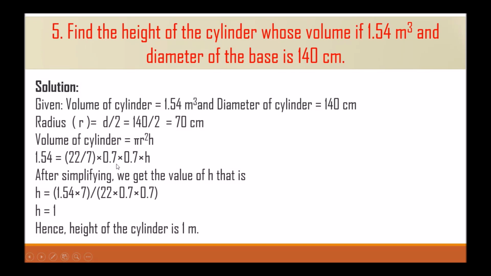Here we have taken 0.7 because we have converted this 70 centimeter into meter. So we will get 0.7 meter. Now we will simplify. We will get the value of h, that is 1. So the height of cylinder is 1 meter.